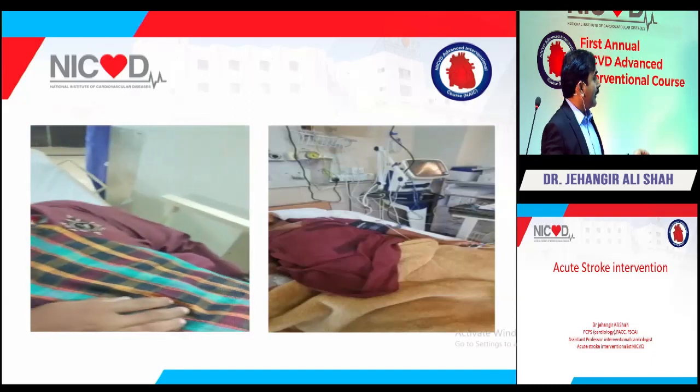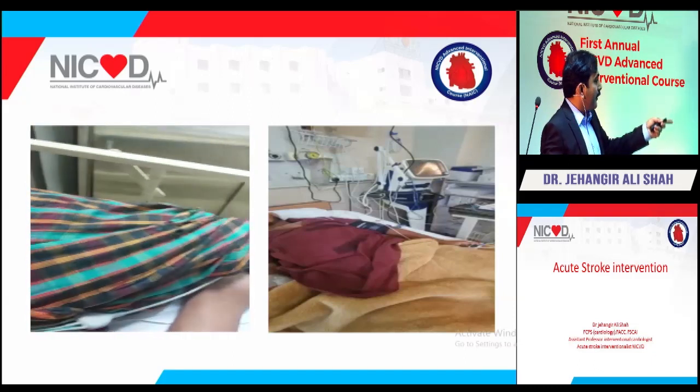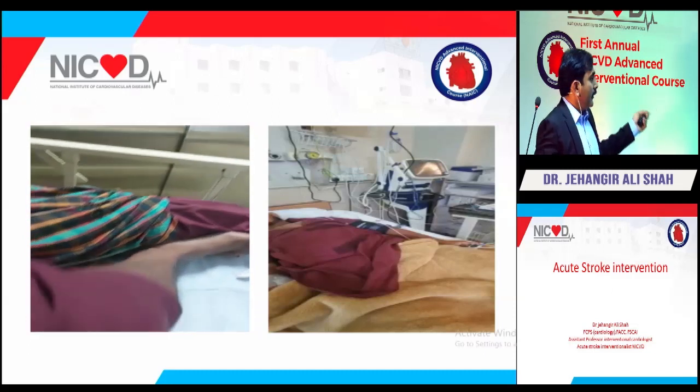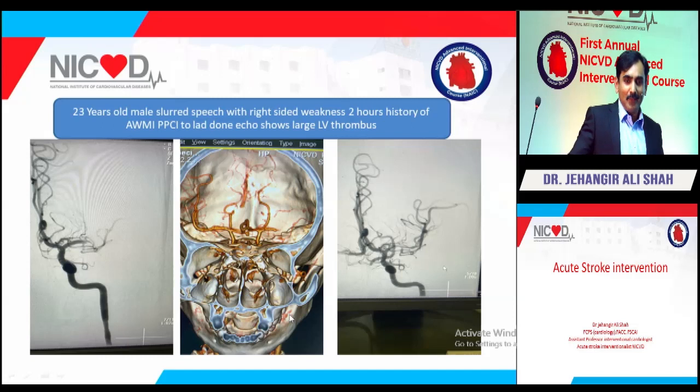So he was examined in the emergency department. He was unable to move his left side of the body. Then after doing mechanical thrombectomy, the patient regained his power to 5/5 immediately, within 3 hours of the procedure.